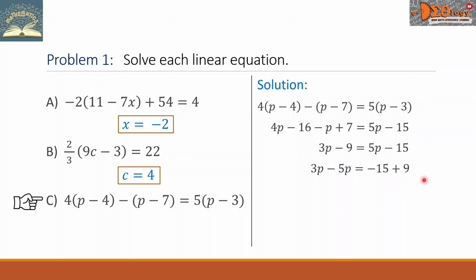The sign will change. So on the left, 3p minus 5p, we get negative 2p equals the right side, negative 15 plus 9. We get negative 6. Then we divide this equation by negative 2, so that p equals negative 6 over negative 2. So p equals positive 3.